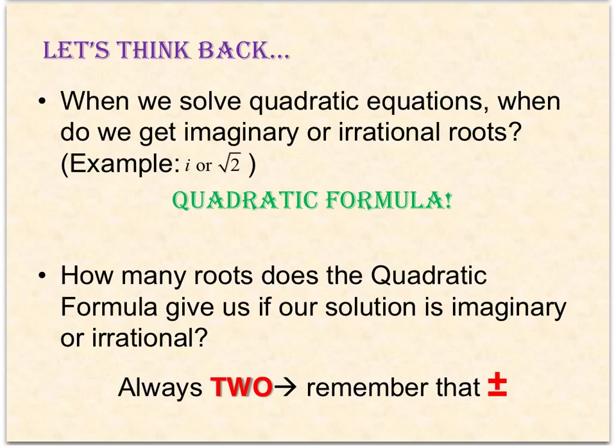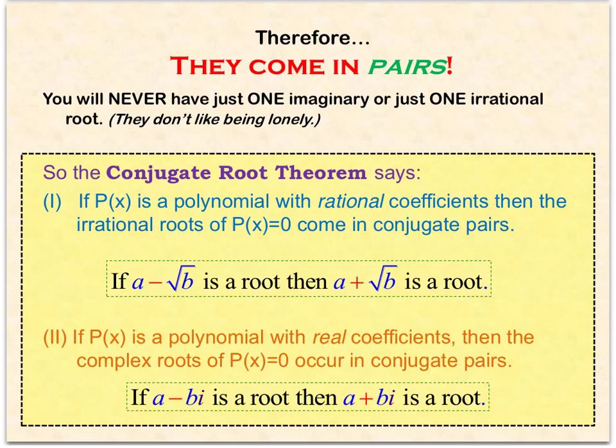When did we ever get imaginary or irrational roots? Now, the only time we were able to get imaginary or irrational roots is by square rooting or using the quadratic formula. How many roots does the quadratic formula give us if the solution is imaginary or irrational? Remember, we always got 2 because of that plus or minus sign that goes out front of the radical. So anytime I have a complex or irrational root, they come in pairs. If I have one, that means there's another one.